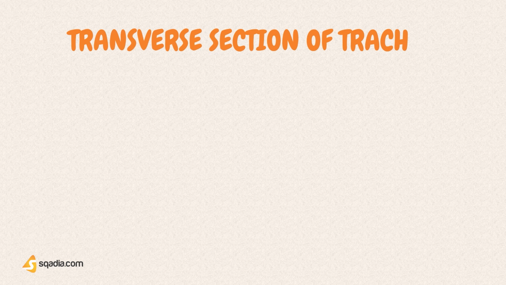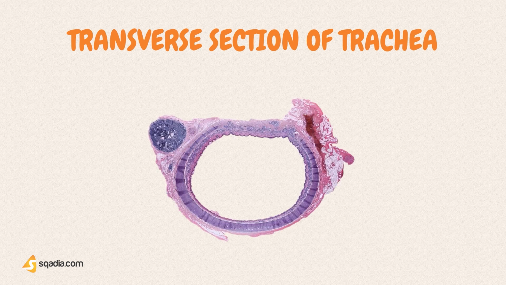Let us suppose that we have a tracheal tube, and we want to study it transversely so that we can view more details about it. We will cut the trachea transversely or horizontally, and right here, we will get this view of the trachea. Now we will study the structures present transversely in the trachea at the microscopic level.